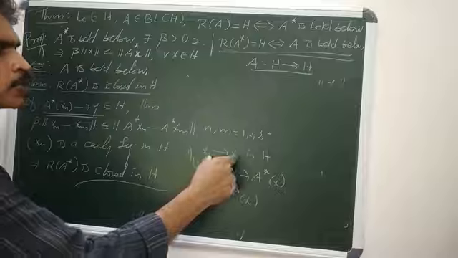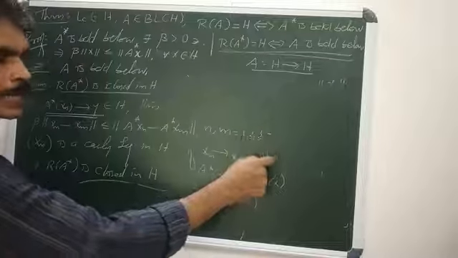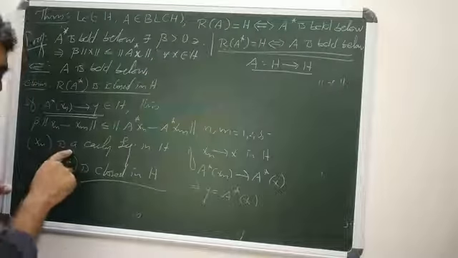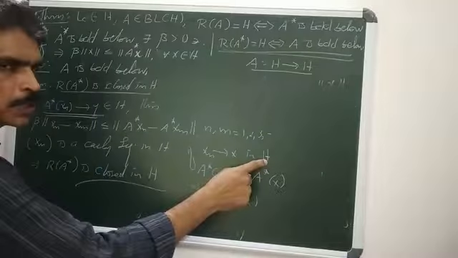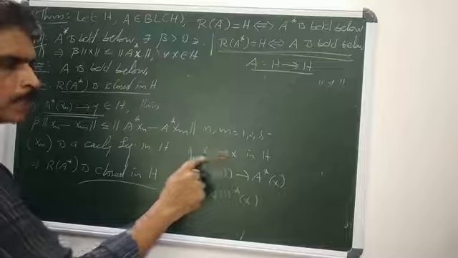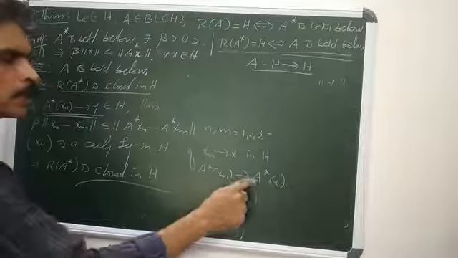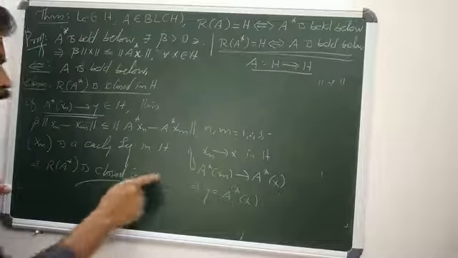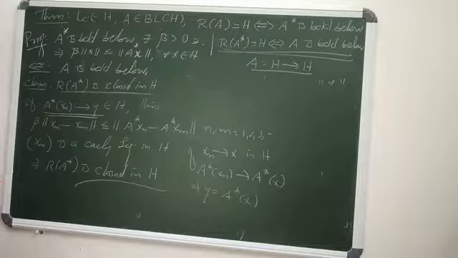So x_n goes to x, x_n converges in H. Since x_n is Cauchy in H, but H is a complete space, therefore x_n converges in H. Let it be x. When x_n goes to x, surely A*(x_n) goes to A*(x). That means the range of A* is closed in H.